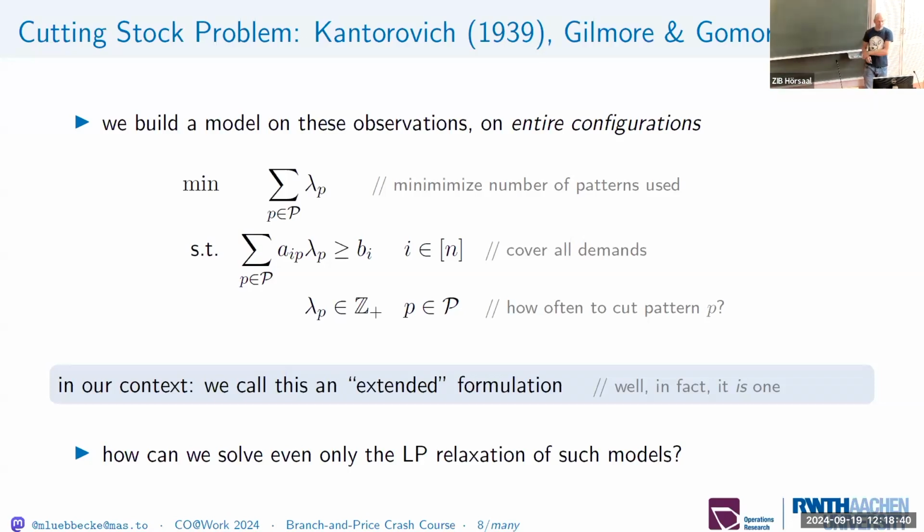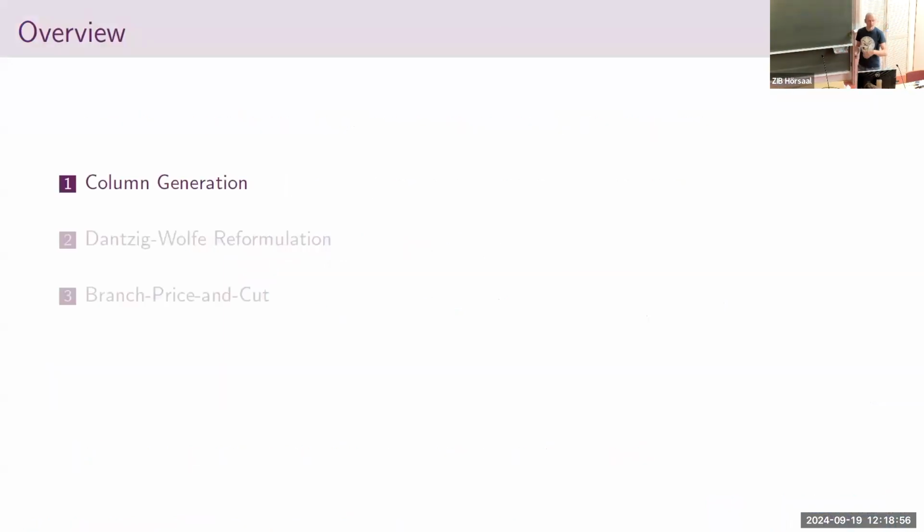In practice, it's larger because this may not even fit in memory. So, because I have so many variables, because I had so many patterns. Okay, so the question is, this is an integer program with a huge number of variables. How can I even solve only the LP relaxation when it does not fit in memory? And this is where column generation comes into play.